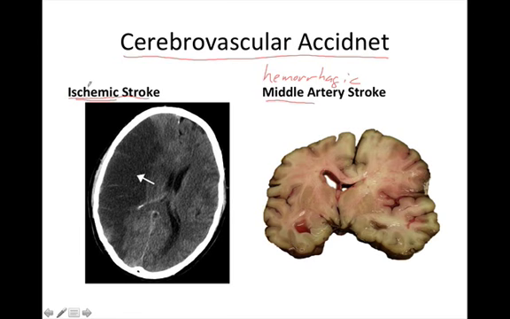This is the example I was talking about before, when I was talking about how strokes and heart attacks are really similar. An artery just gets occluded with plaque, then a clot or an embolus gets stuck in here, an area of the brain becomes ischemic and dies. And remember from a long time ago we talked about liquefactive necrosis.